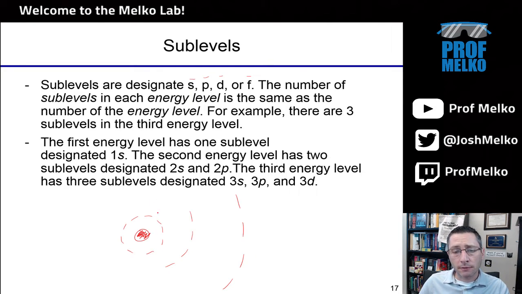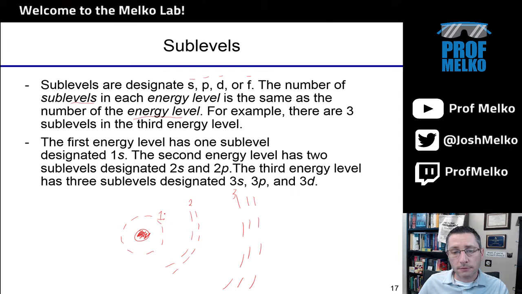And the rule is this: for energy level 1, there's only one sublevel. For energy level 2, there's actually 2 sublevels. For energy level 3, there's 3 sublevels. So you can see the number of sublevels is equal to the number of that energy level. The first energy level has 1 sublevel, the second has 2, the third has 3. And we denote these different sublevels with these letters S, P, D, and F.